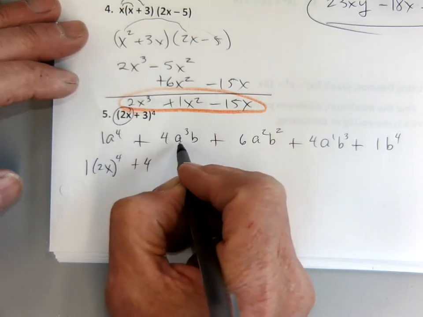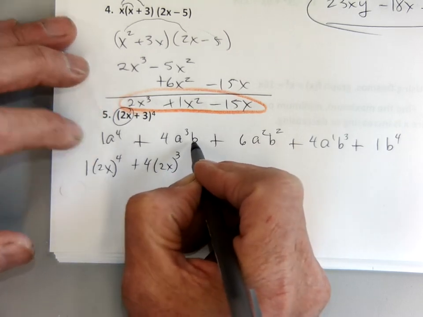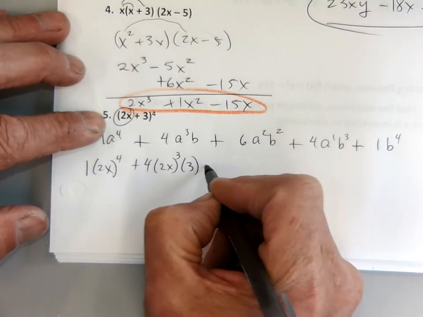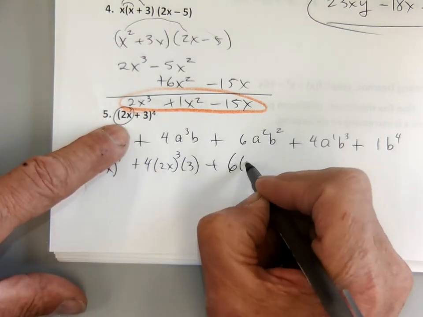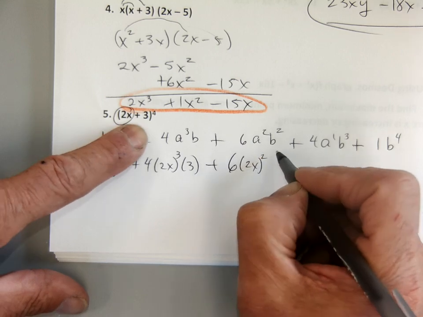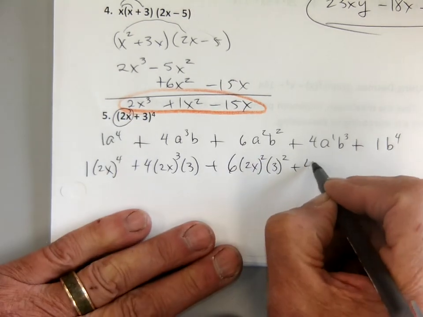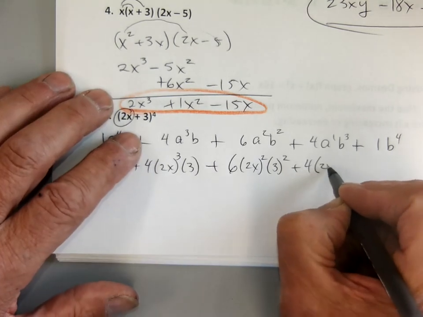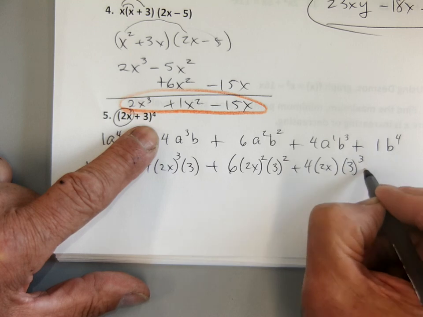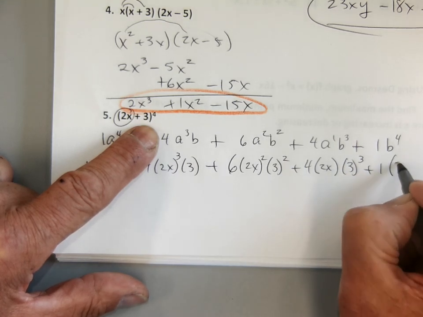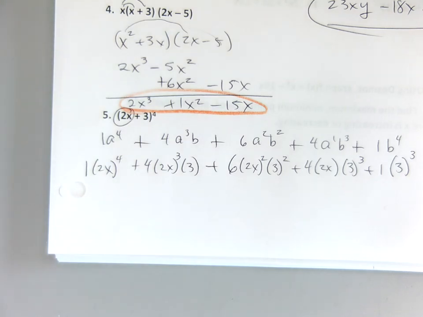I'm not going to write A, but I'm going to write 2x. I'm not going to write B, but I'm going to write 3. Okay? Now, it's a mess. So I want to tidy it up.